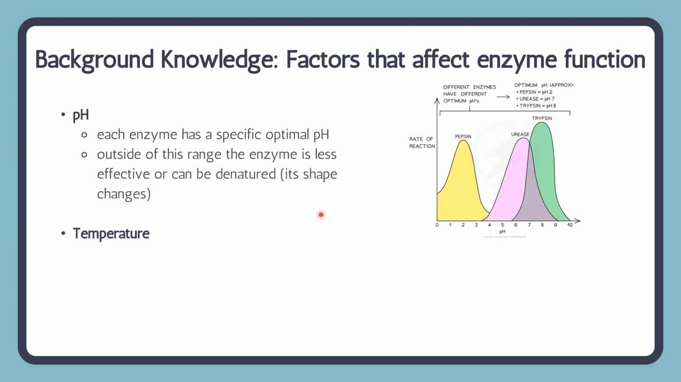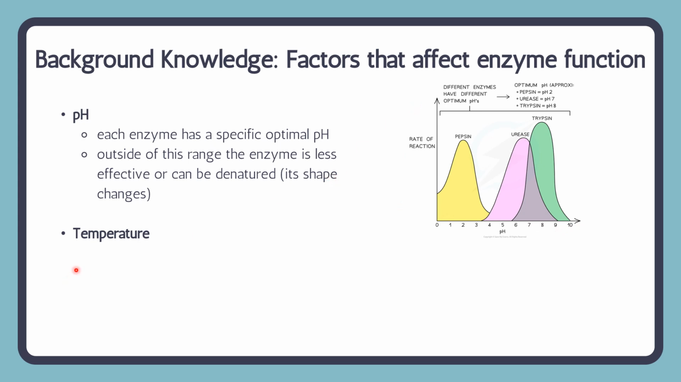So for example, we've got pepsin over here. Its optimal pH is about 2. We have trypsin over here. Its optimal pH is about 8. So it can work a bit lower than 8 and a bit higher than 8, but once it gets too far out of that range, it's not going to work at all.